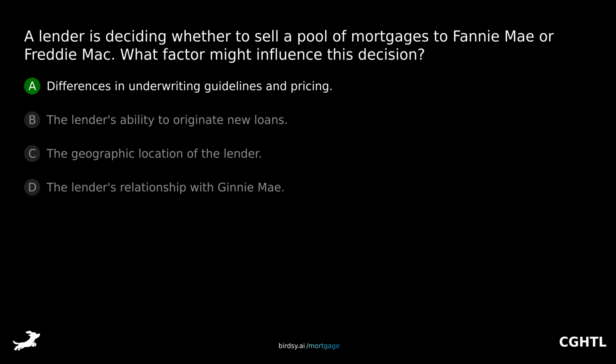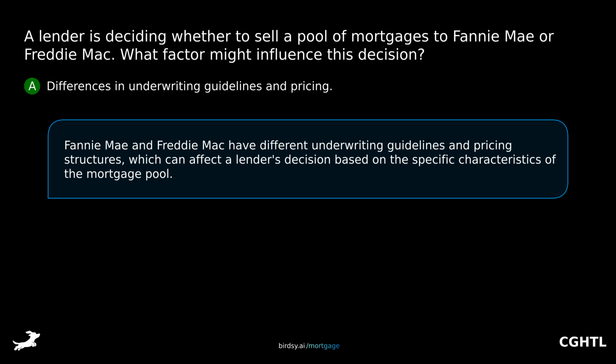The answer is A, differences in underwriting guidelines and pricing. Fannie Mae and Freddie Mac have different underwriting guidelines and pricing structures, which can affect a lender's decision based on the specific characteristics of the mortgage pool.